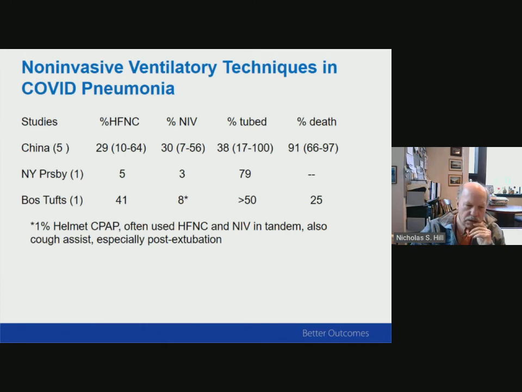We used the helmet in only 1% of our patients, and even though we purchased quite a number, our therapists found them more challenging to use. They didn't feel as comfortable as with high flow.